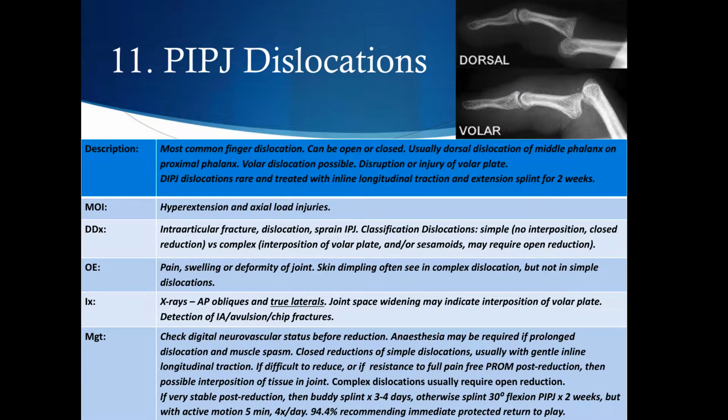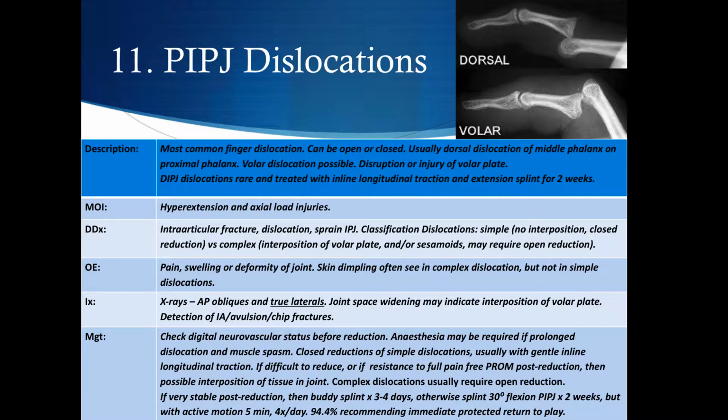PIP joint dislocations are the most common finger dislocations and can be open or closed. They're usually dislocated dorsally and involve the middle phalanx dislocated dorsally on the proximal phalanx. Volar dislocation is possible but much less common. This usually results in disruption or injury to the volar plate. DIP joint dislocations are rare and treated with inline longitudinal traction and extension splint for 2 weeks.